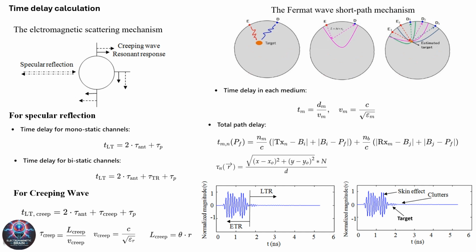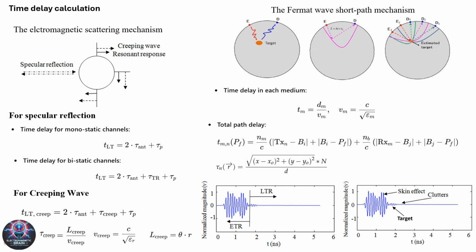In addition, creeping waves are waves that travel around the surface of an object, such as a target or another scatterer, due to diffraction. These waves are important in imaging systems when the object is smaller than the wavelength of the incident microwave signal. The creeping wave takes a longer, curved path around the object compared to the direct reflection in specular reflection. For creeping waves in a bistatic scenario, the time delay formula would need to account for the additional time the wave spends traveling along the surface of an object, like a tumor, before reaching the receiving antenna.